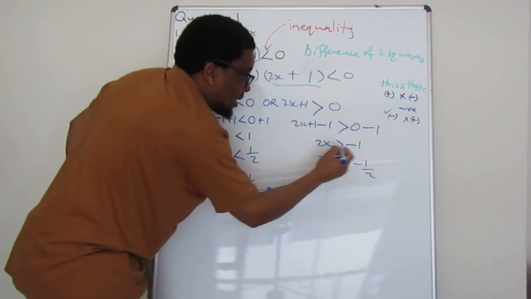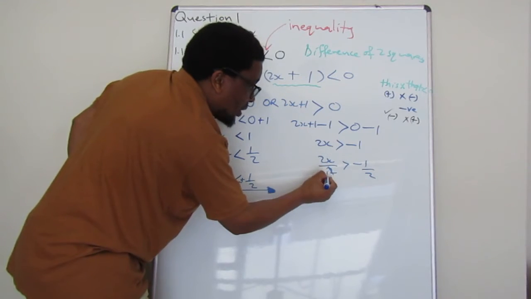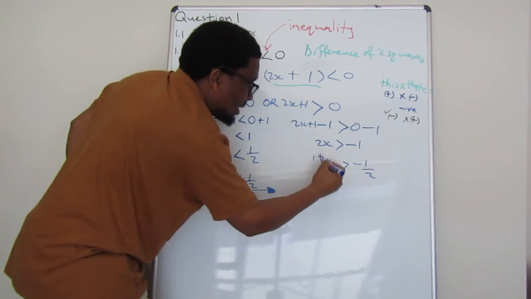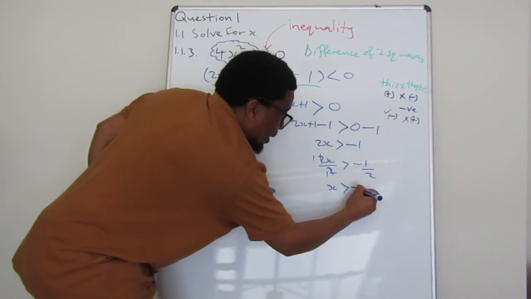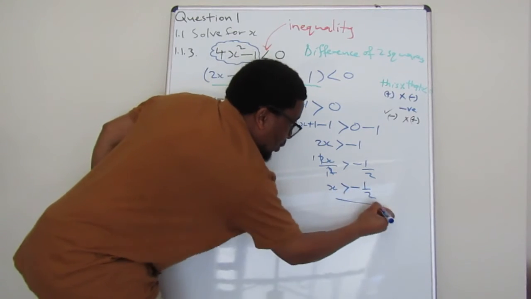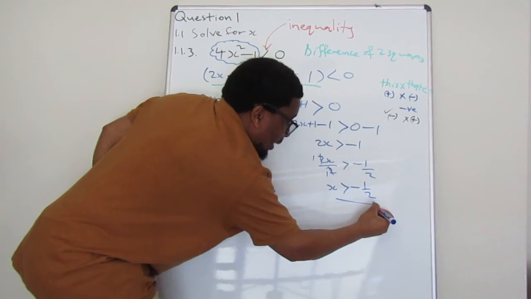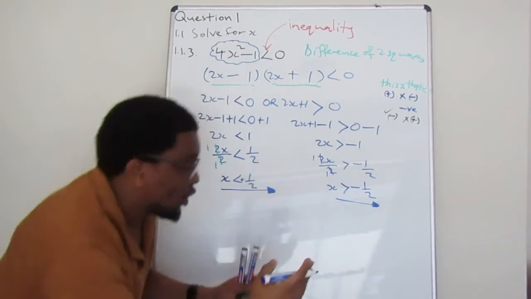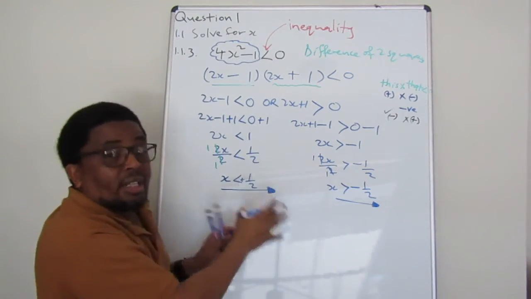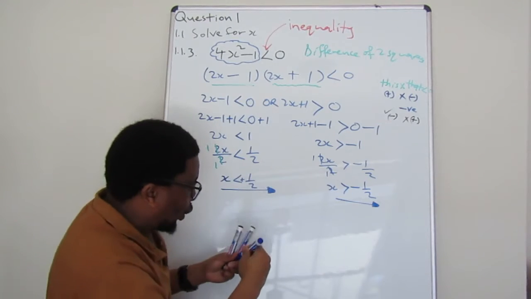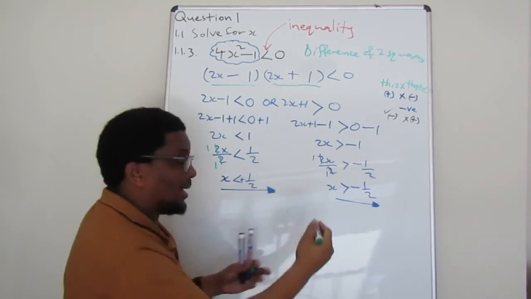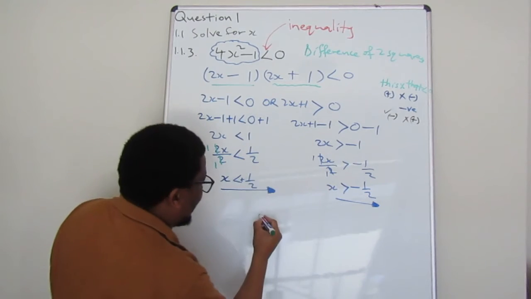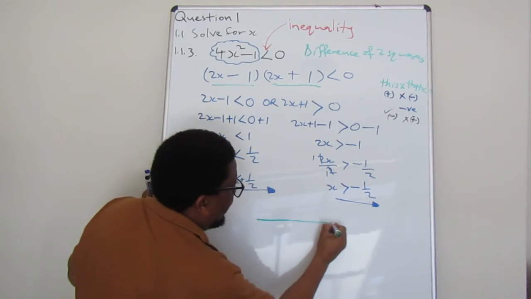What I do on the left hand side, I also do on the right hand side. Here 1 times x is x divided by 1, which gives me x is greater than minus 1 over 2, full stop. Now, what do I do now? Once I have these critical values, then I draw a number line. There is my number line.